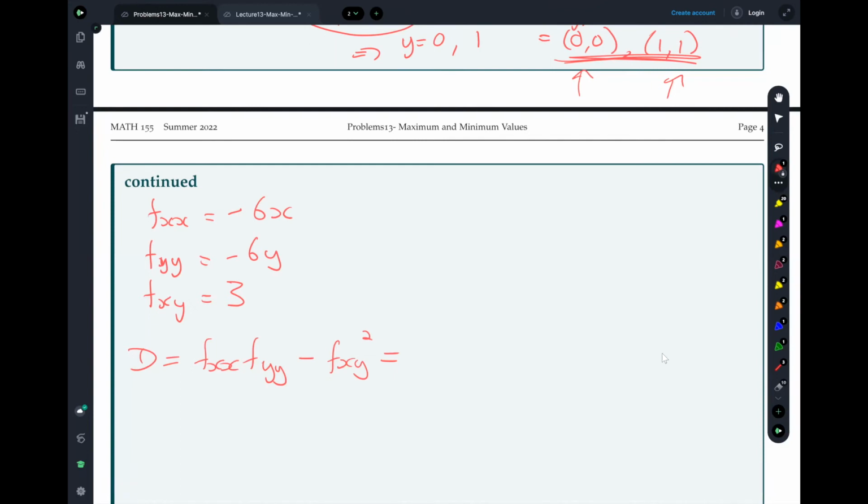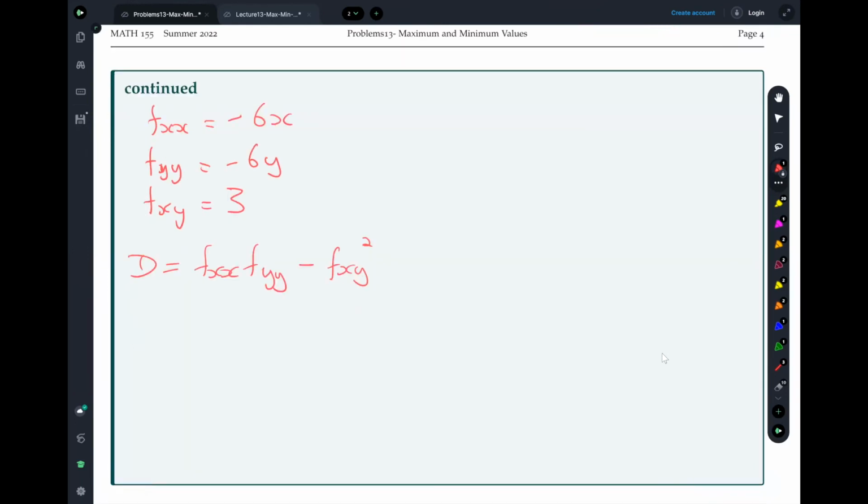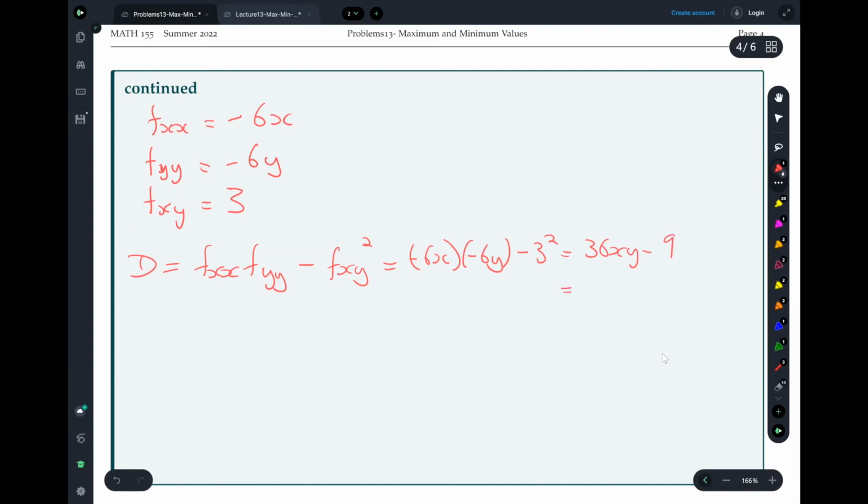So if we calculate our D, we could work it out in the general case. I'll calculate it out in full, actually. So we've got f sub xx times f sub yy, so minus 6x times minus 6y, minus 3 squared, which is just going to give us 36xy minus 9. Or we can factor out the 9, so we have 9 times (4xy minus 1).